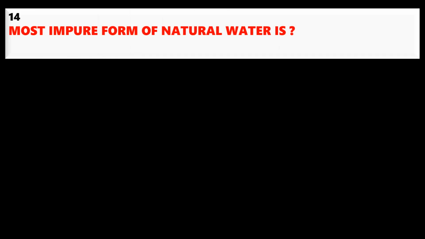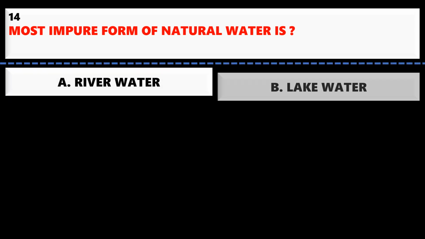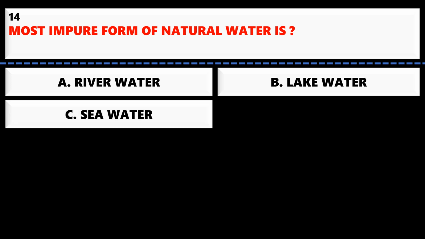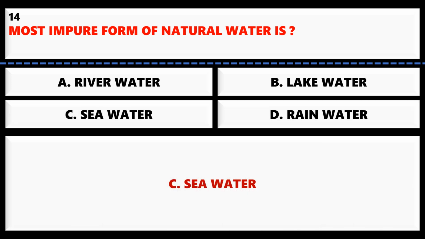Question number 14. Most impure form of natural water is, and the options are river water, lake water, sea water, and the last option is rainwater. And the right answer is sea water.